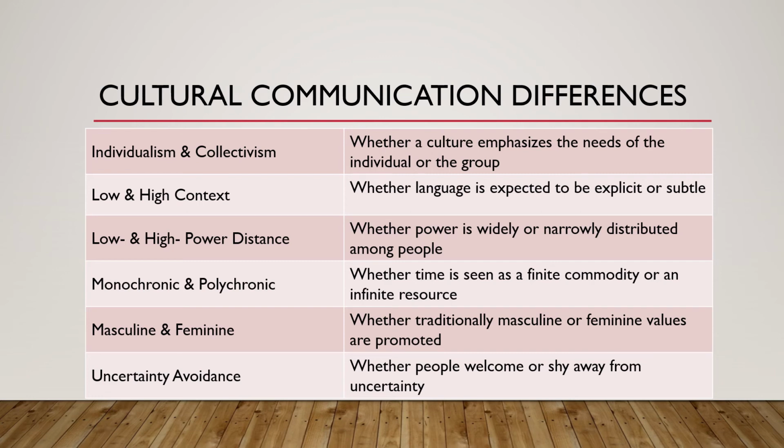Cultures also vary in the emphasis that they place on contextual cues. So this would be whether a culture is a high or low context culture. So should our communication be more explicit? Should we say exactly what we mean? Should we be more direct? Or should we be more polite and more subtle and maybe rely more on indirect cues and more on the cultural or contextual cues of that interaction?